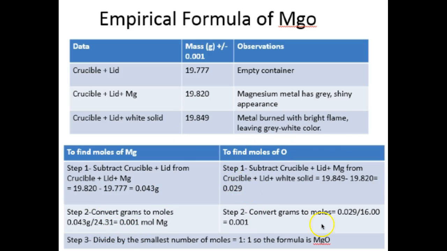To find how much oxygen you have, you're going to take the crucible, lid, and white solid that now has the oxygen, minus the crucible, lid, and magnesium, because this is before you added it into the flame. So you subtract that, and you get 0.029 as the mass of oxygen. You convert that to moles, and you get 0.001. Now to find the empirical formula, you're going to divide by the least number of moles. Since the number of moles is the same, it's pretty much a 1-to-1 ratio. The formula would be MgO, 1 Mg and 1 O.